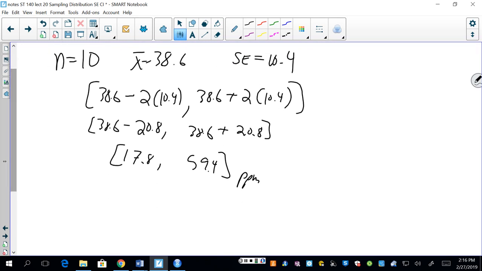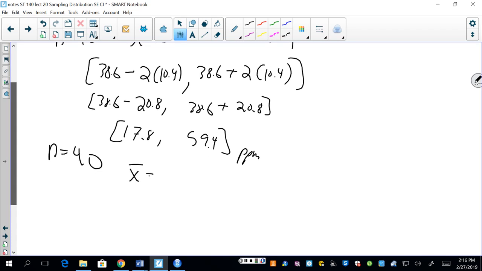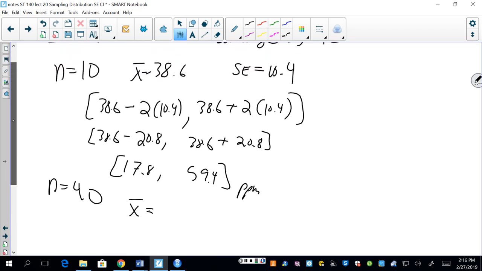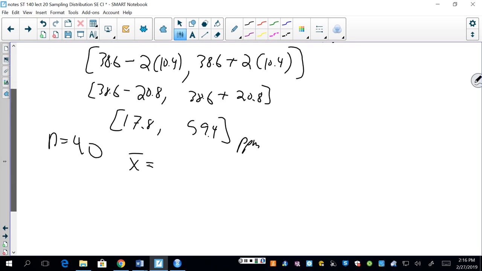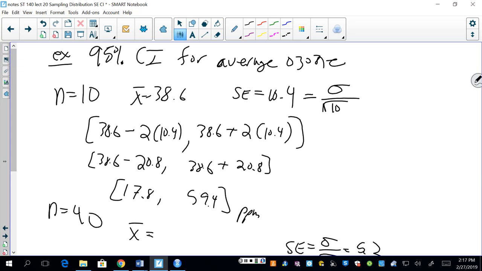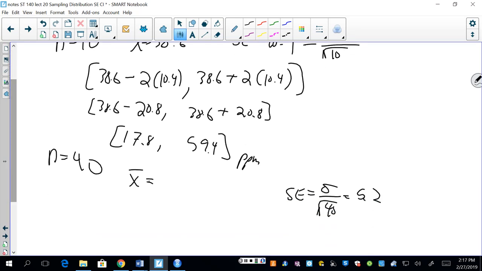If we had 40, right, we'd get another X bar. Now our standard error, this was the sigma over the square root of 10, right? The standard error in this case is our sigma over the square root of 40. So I know it's going to be half as much. Instead of being 10.4, the standard error is going to be half as big because I've quadrupled the sample size. But to make the confidence interval, actually you have to get a mean.